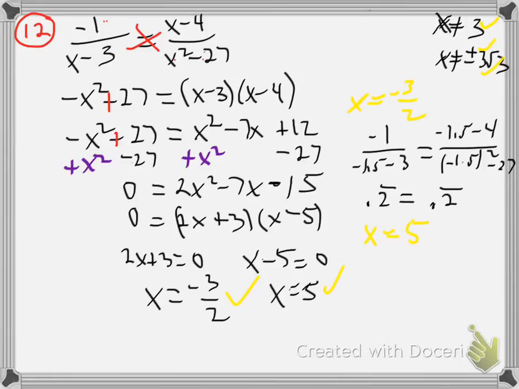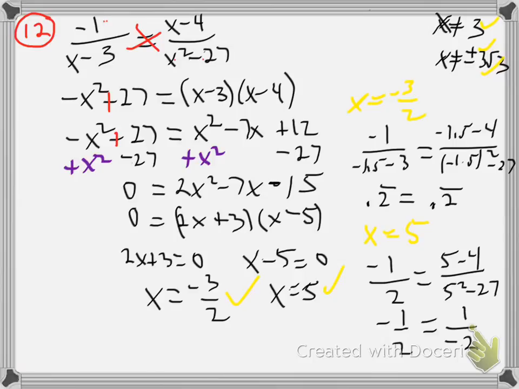Now I'm going to check the 5. You get negative 1 over 2 on the bottom there. 5 minus 3 is 2. Okay, and then I put the other side in, 5 minus 4 over 5 squared minus 27, and that turns out to be negative 2 on the bottom and 1 on top, and that is the same as negative 1/2. So yes, that works as well. We've solved the problem.